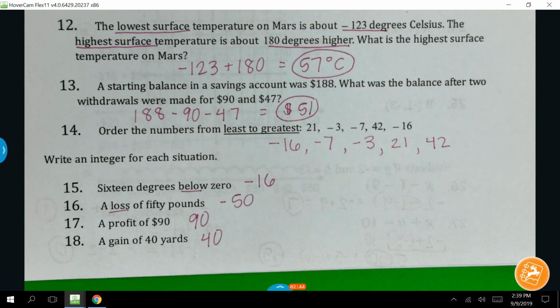A profit means you're making money. So like if I buy a pencil for $2, but then I turn around and sell it for $5, I'm making a profit of $3 because I only paid $2 for it, but I sold it for a total of $5. Okay, so a profit is making money.